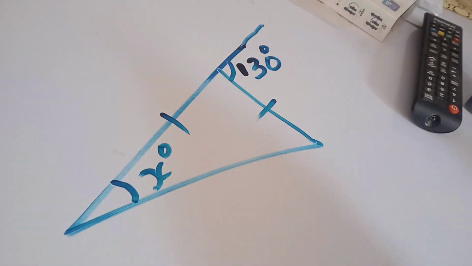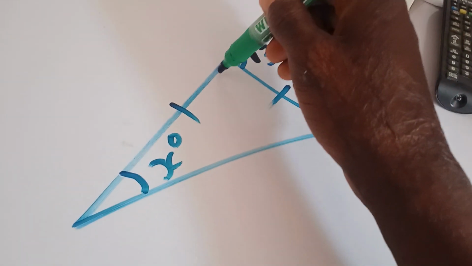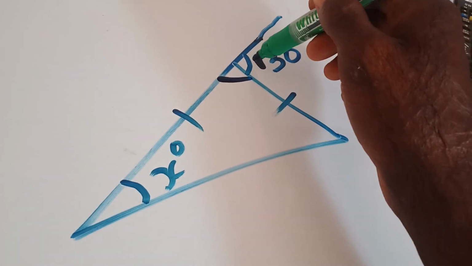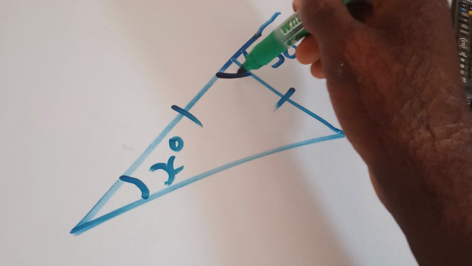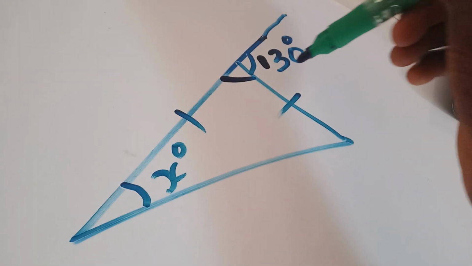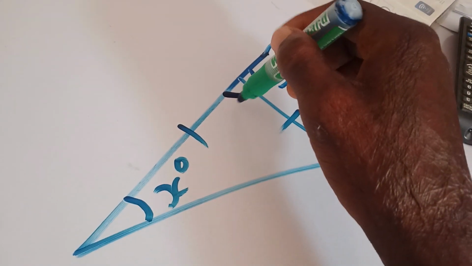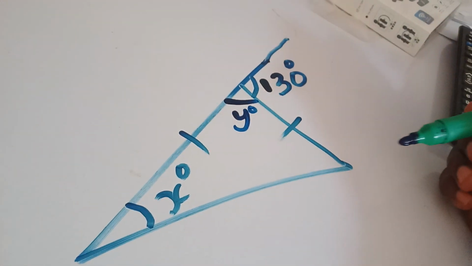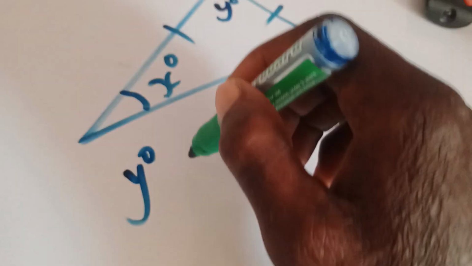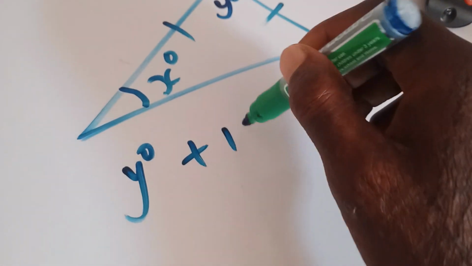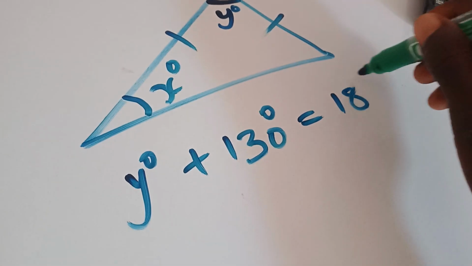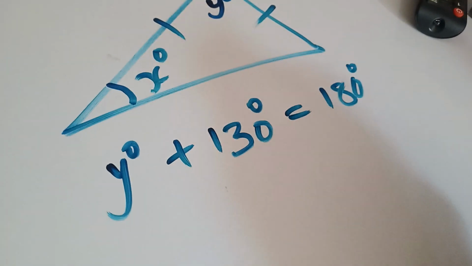The first thing we need to do is find the value of this particular angle. Let's represent it with y degrees, for instance. So we will have y degrees plus 130 degrees equal to 180, because the sum of angles on a straight line is equal to 180.